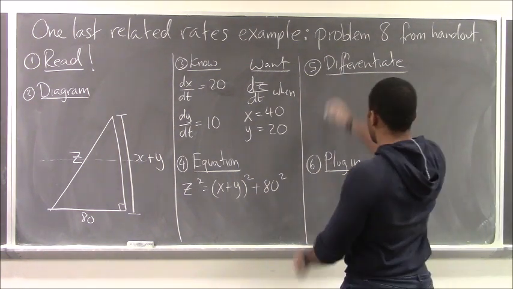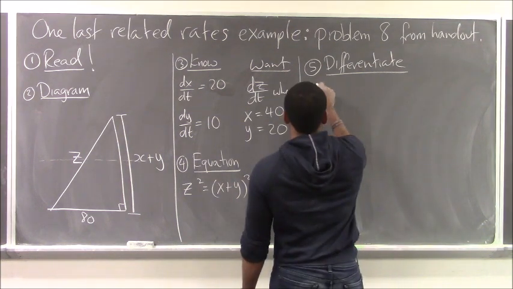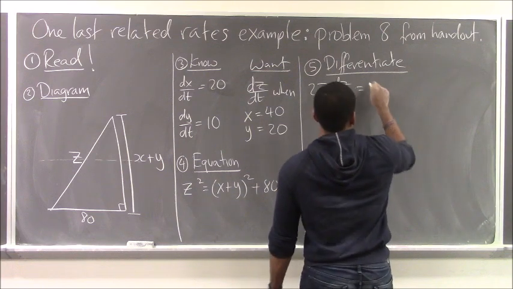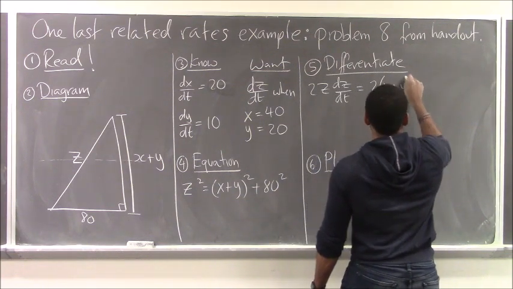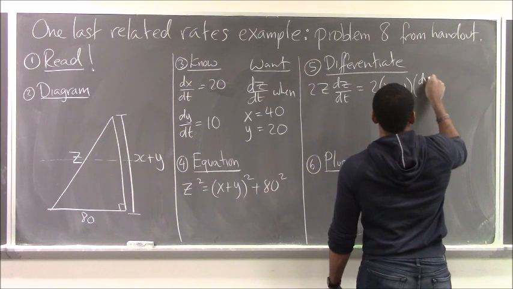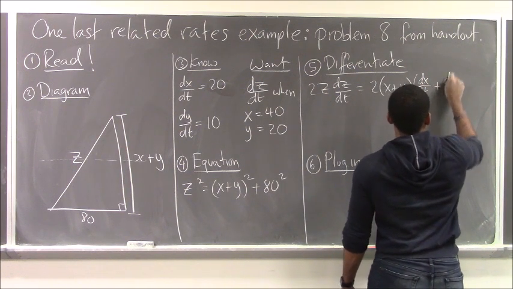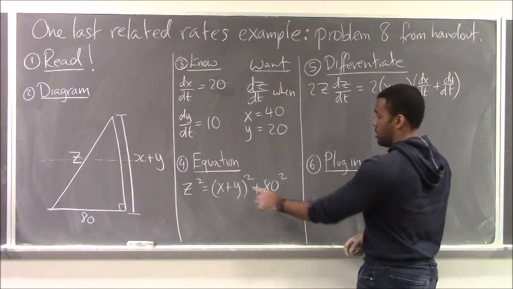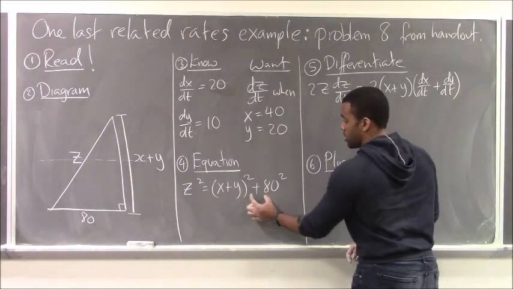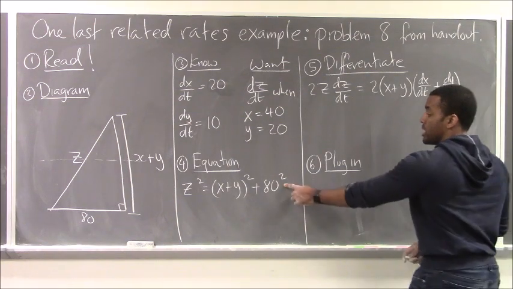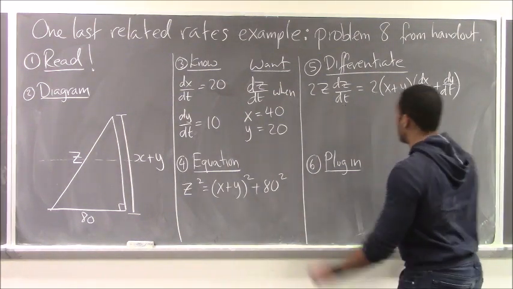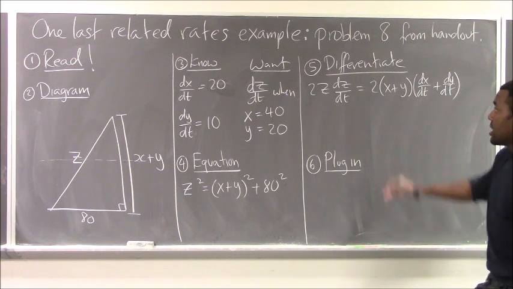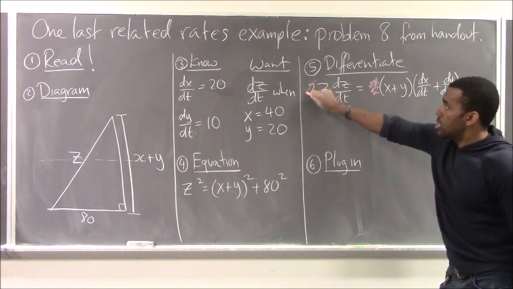Now we're going to differentiate. That's the fifth step. So 2z dz/dt is equal to 2 times (x plus y) times (dx/dt plus dy/dt). I just use the chain rule. Differentiate the outer function, multiply by the derivative of the inside function. The derivative of 80 squared is 0. That's correct. So this is our equation here. I can cancel the 2's from both sides.